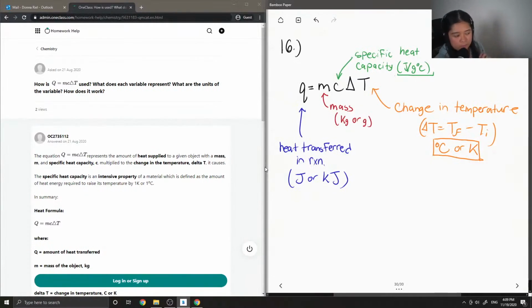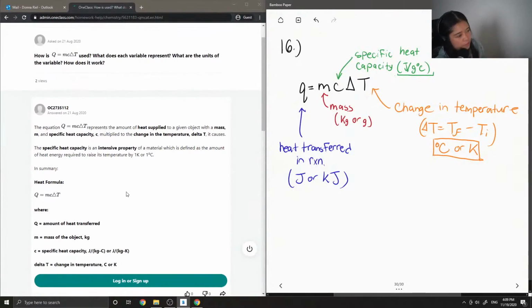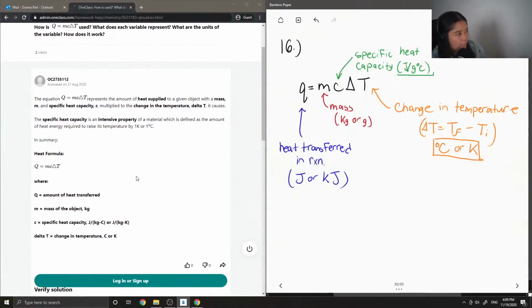Okay, so let's see what the junior tutor said. The equation Q equals mc delta T represents the amount of heat supplied to a given object with a mass and specific heat capacity multiplied by the change in temperature delta T it causes. The specific heat capacity is an intensive property of a material which is defined as the amount of heat energy required to raise its temperature by 1 Kelvin or 1 degree Celsius.